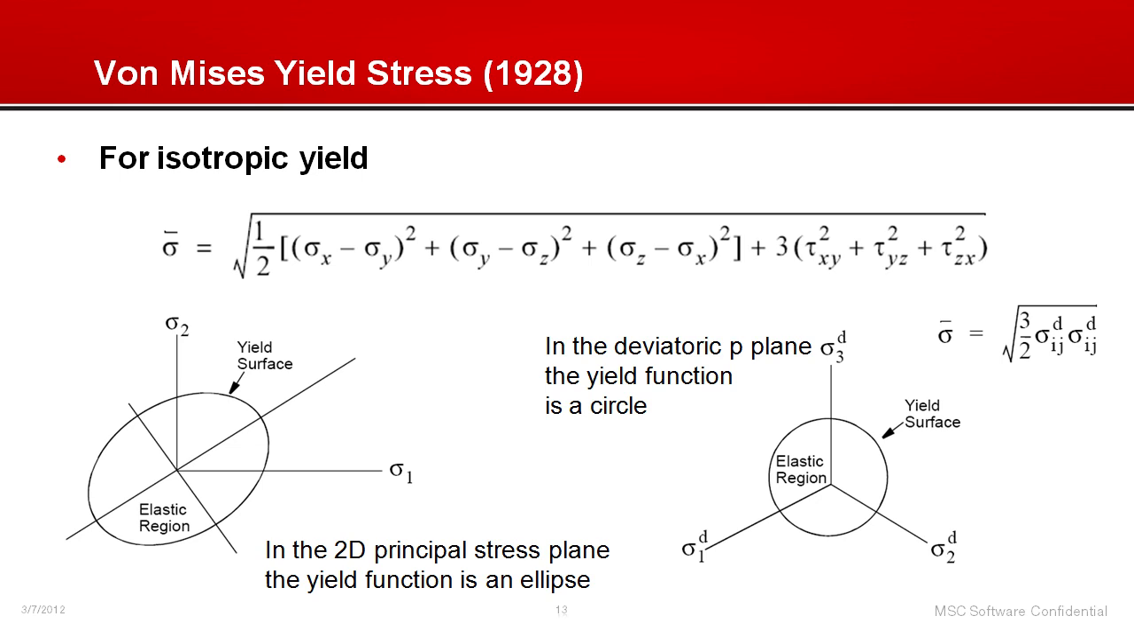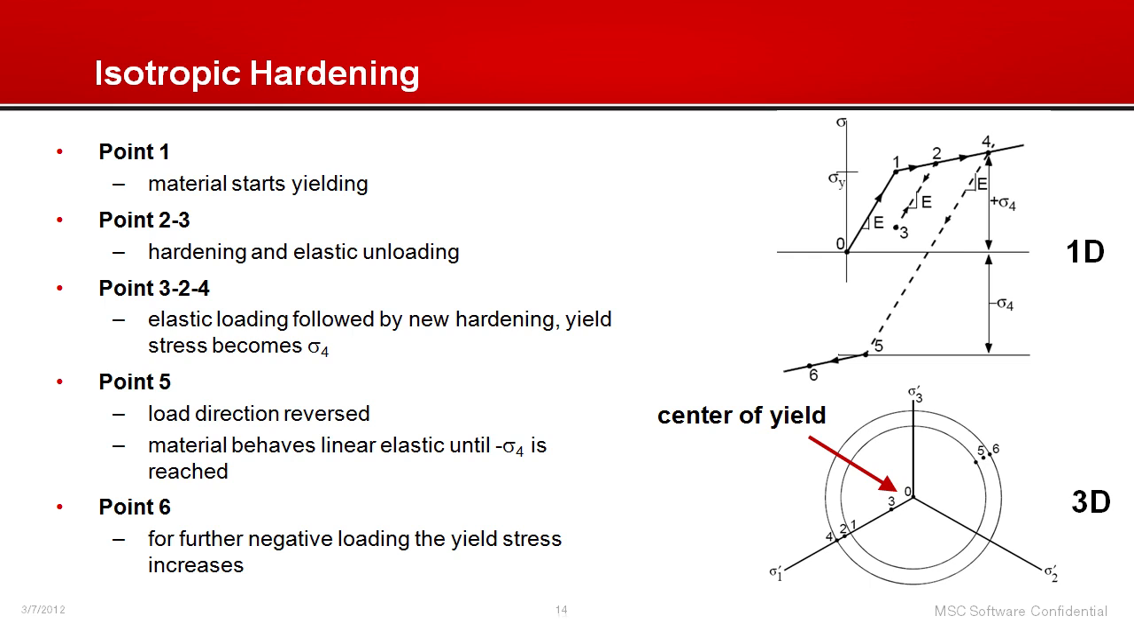The next one is on the hardening, isotropic hardening. So basically, when we look at this curve, point 1 is where the yielding starts for the material, and from point 2 to 3 is where the hardening happens. From 1 to 2, the hardening happens, and then there is an elastic unloading. And then 3 to 4 is again the elastic loading followed by the new hardening. And the yield stress now has increased from point 1 to this location, point 4.